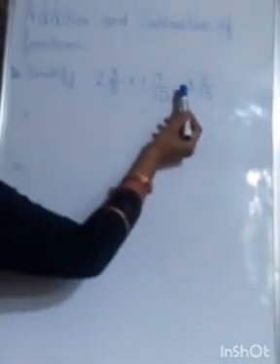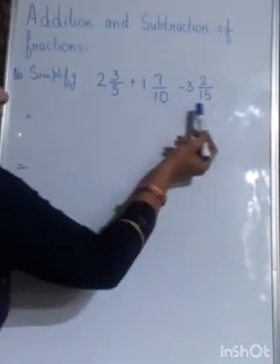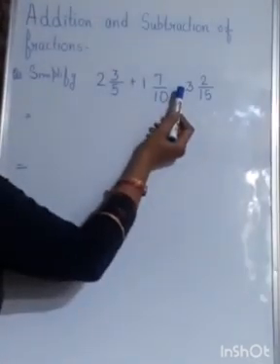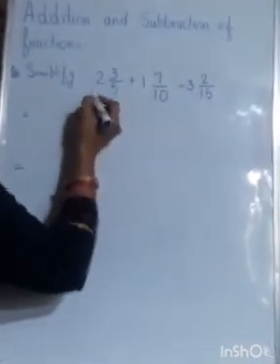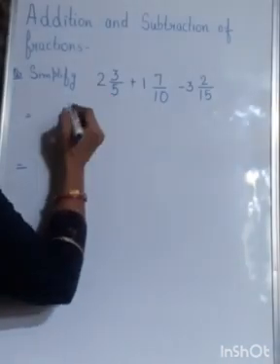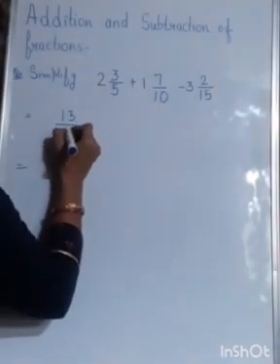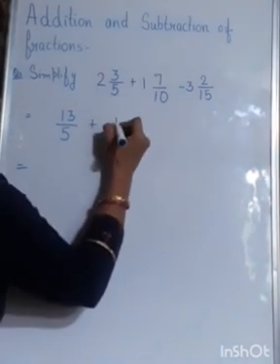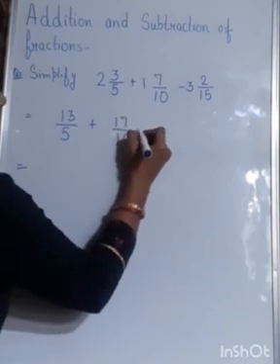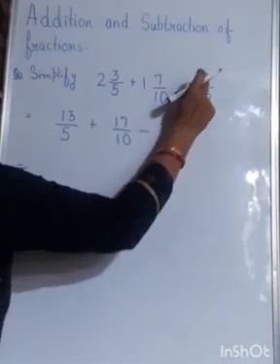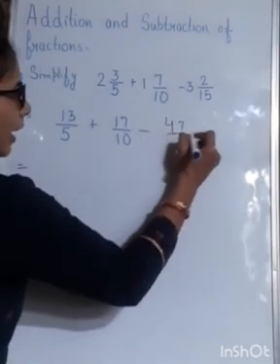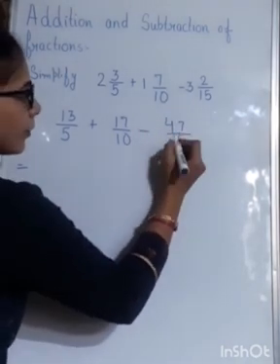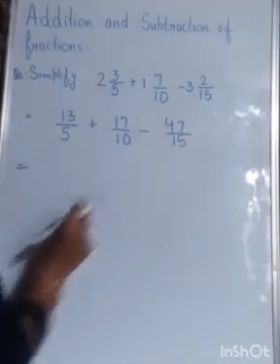Clear? Now the next question is simplify 2 whole 3 by 5 plus 1 whole 7 by 10 minus 3 whole 2 by 15. Same as we have done in the questions, only the minus sign is over here. So first we have to solve these mixed fractions. Now 5 2s are 10, 10 plus 3 13. You will be writing 13 by 5. Then it is plus 10 1s are 10, plus 7 17. It is 17 by 10 minus 15 3s are 45, plus 2 47. 47 by 15.